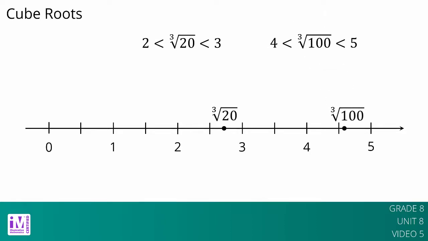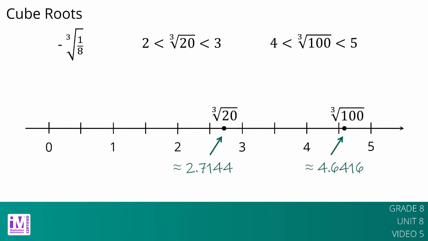Many calculators have a cube root function, which can be used to approximate the value of a cube root more precisely. Using our numbers from before, a calculator will show that the cube root of 20 is approximately 2.7144, and that the cube root of 100 is approximately 4.6416. Let's plot one more number, the opposite of the cube root of 1/8.